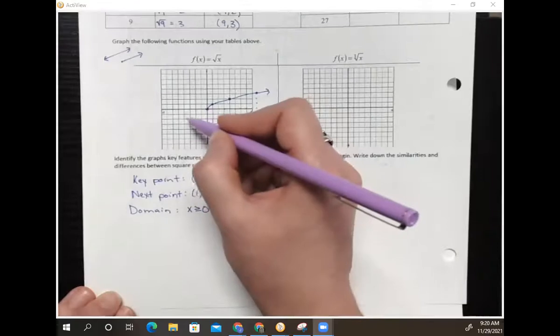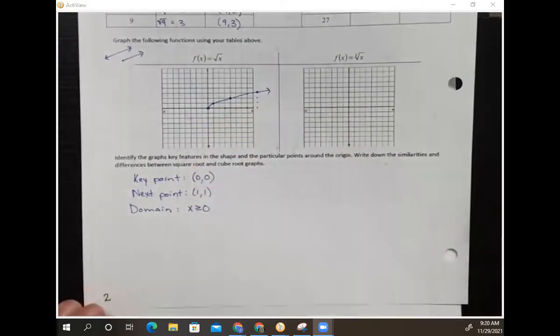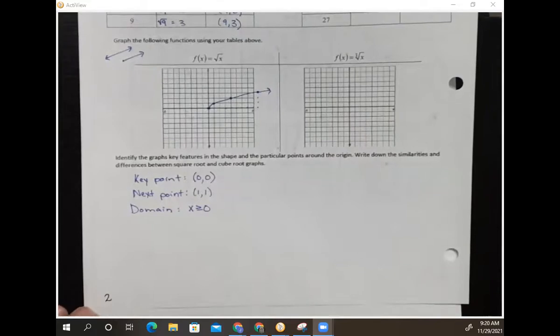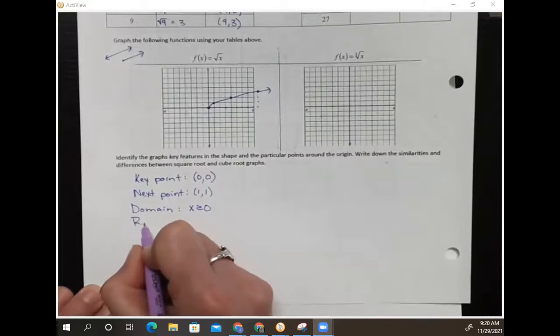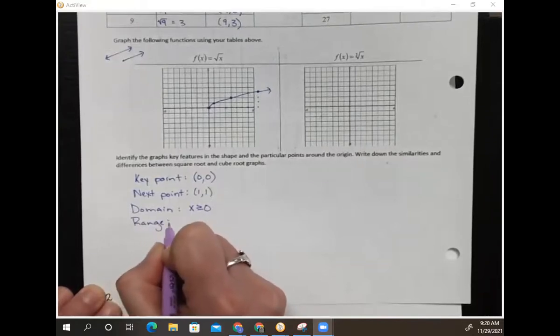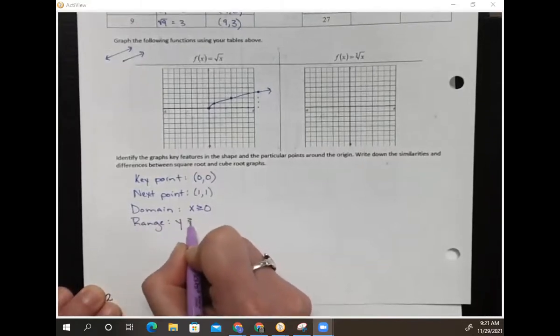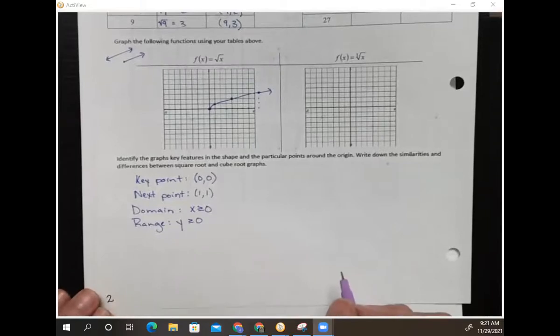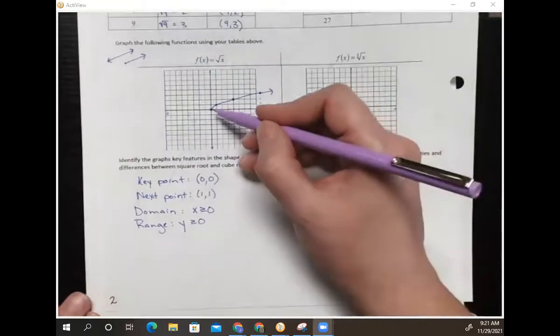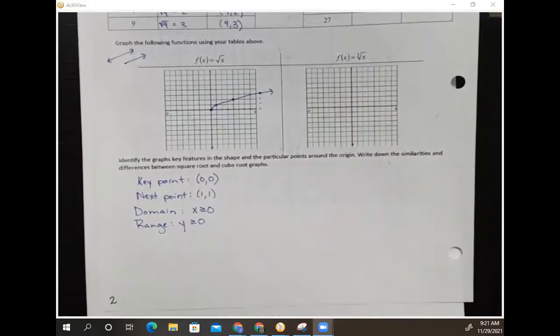I can't have negative x values because if I have negative x values, when I take the square root, I get imaginary y's. That also means for our parent graph, our range is restricted. So range, remember, are those y values. Our y also has to be bigger than or equal to 0. Since we start our x at 0, that means our y is also going to start at 0.